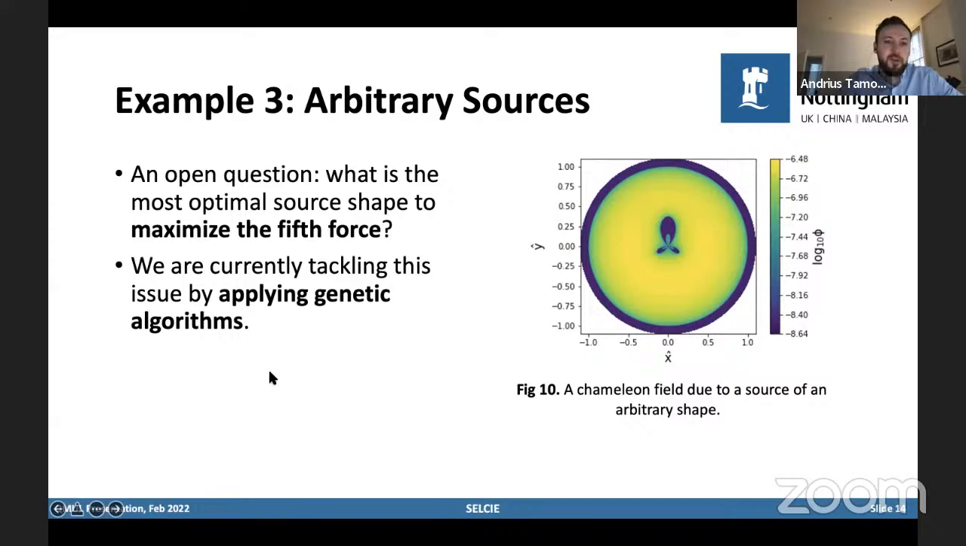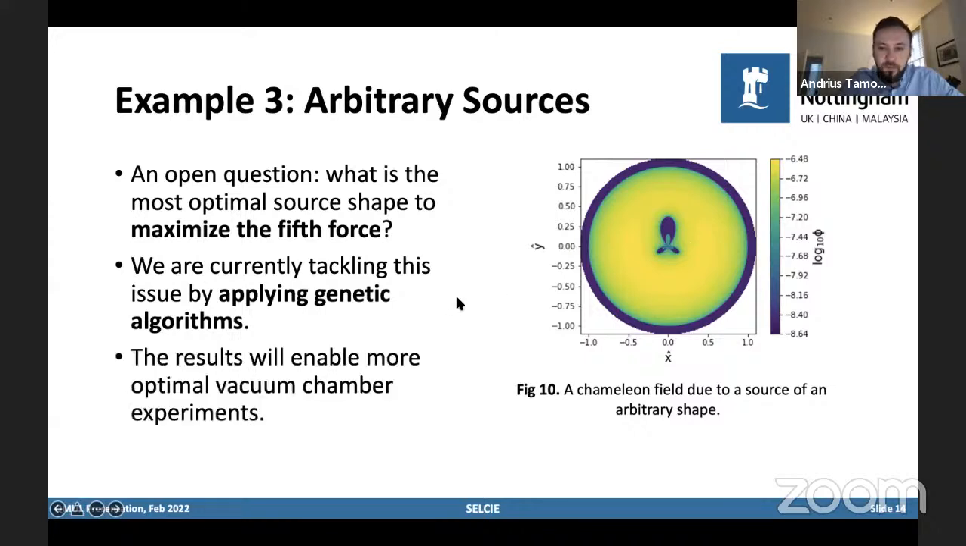Actually, one of the questions we're tackling with Chad Burden, who I mentioned recently, one of the PhD students, is what would be the most optimal shape? And we're using genetic algorithms to figure out what would be the most optimal shape to maximize the fifth force at some distance from the source. Obviously this is more interesting in the sense that there's no way you could find a solution for something like that analytically. So this is where the usefulness of numerical methods comes in.